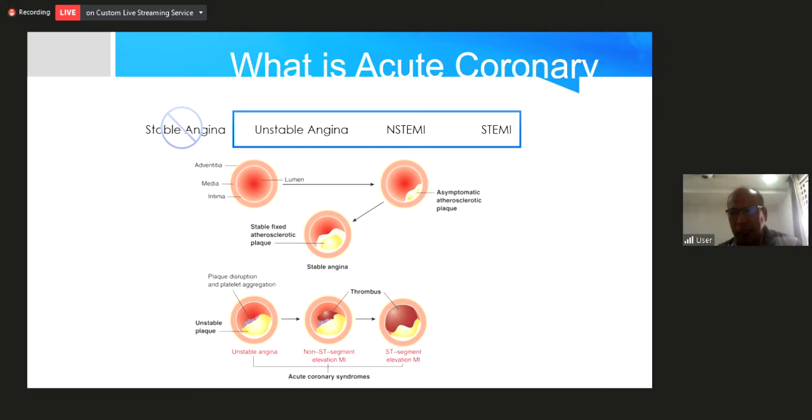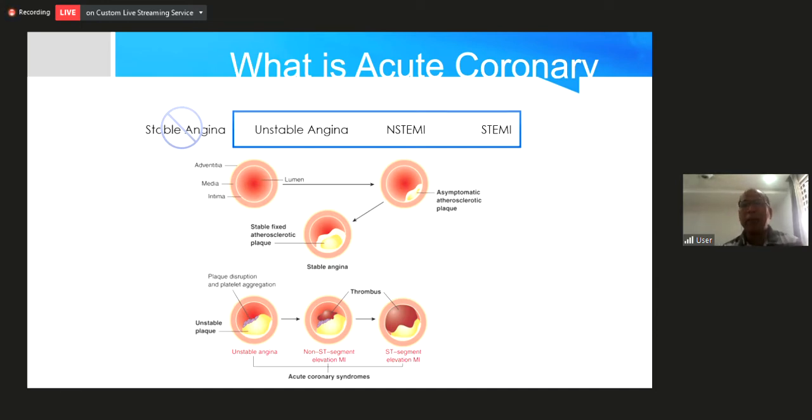So the presentation of unstable angina, non-STEMI, and STEMI depends on the degree of the blockage and the speed of the blockage. For example, in STEMI, ST elevation MI, the clotting mechanism occurs very fast and totally occludes the blood vessel, which gives symptoms, cardiac enzyme, and also ECG changes.